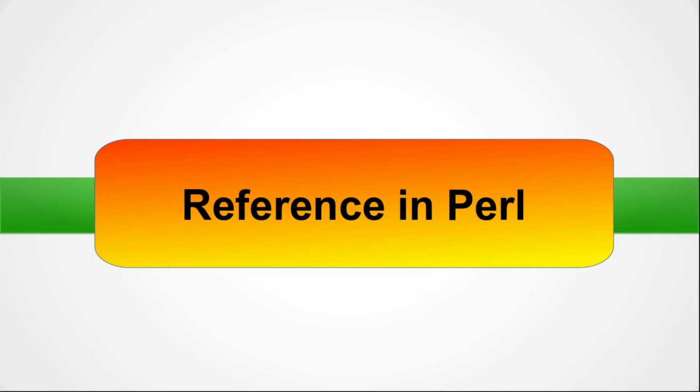Reference in Perl. This is the second section of this episode. Here we are talking about the reference concept. If you know the C language, there is a concept called pointer. In Perl, we have a similar concept, reference. Let's see how it works. But in Perl, this is much more flexible to use.